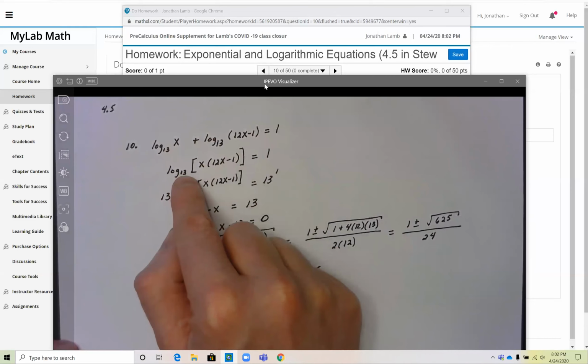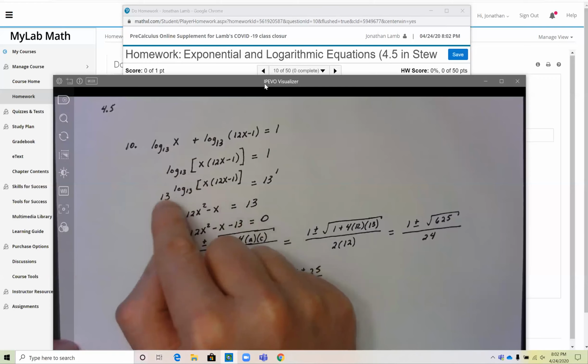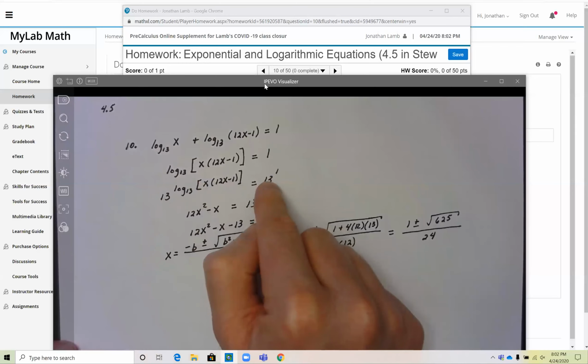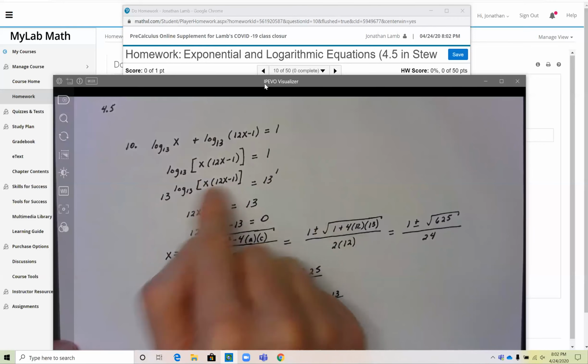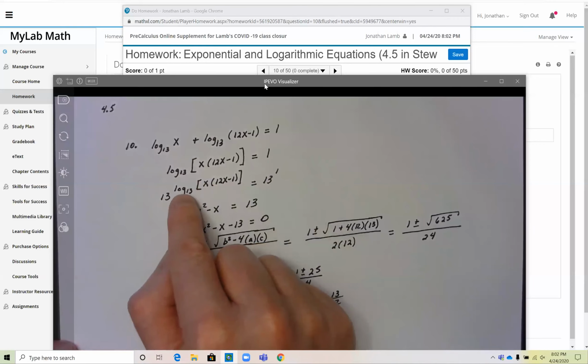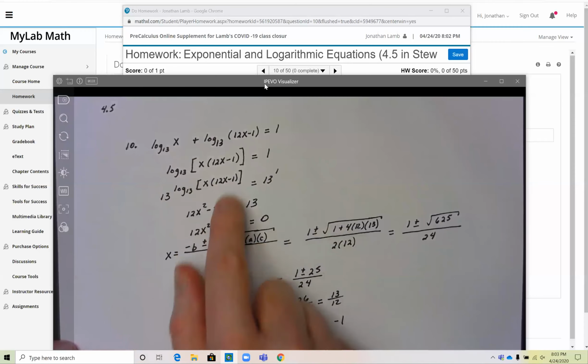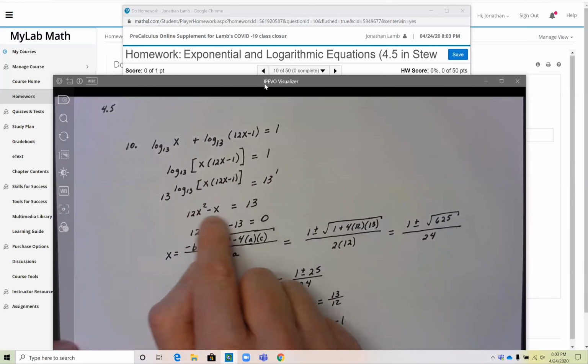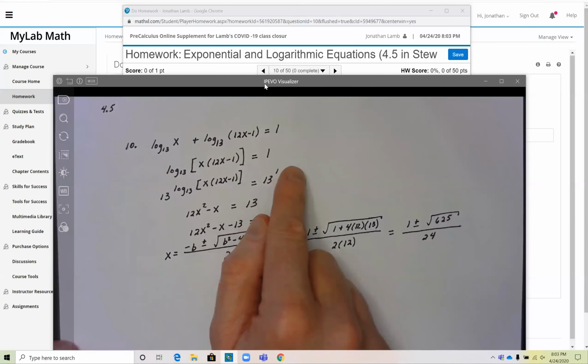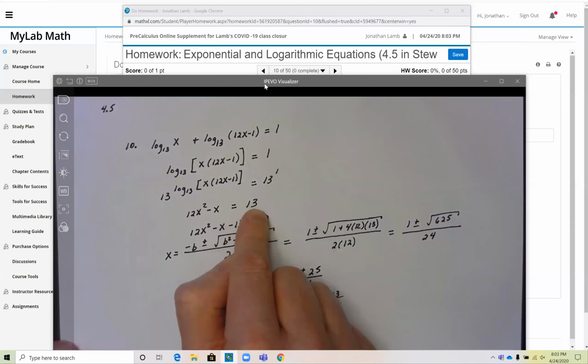Now, I need to get rid of that log base 13. The way I do that is I do the inverse of a log base 13 to both sides of the equation, which means we need to exponentiate with an exponential base of 13 on both sides. So both sides of my equation go up into the exponent of 13. On the left-hand side, even though it looks difficult, it's not, because exponential base 13 and log base 13 are inverse functions, they cancel. You're just left with what's on the inside. And I went ahead and distributed the x to get 12x squared minus x. The right-hand side was 13 to the first, which is obviously 13.